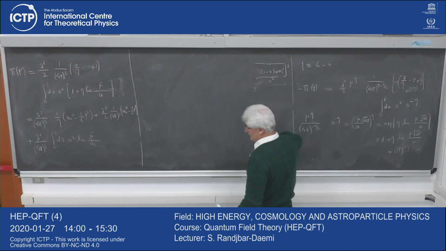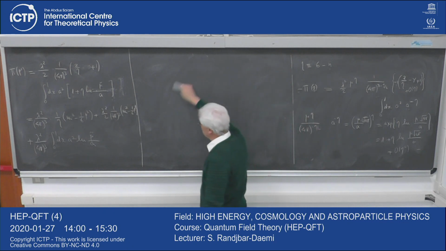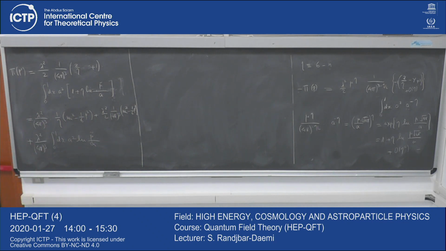This is what I meant: the rest, as far as the one loop graphs are concerned. When you go to higher than one loop, then there are other features that we have to learn. Okay? Now that we have obtained pi of p squared, the question is what to do with this.